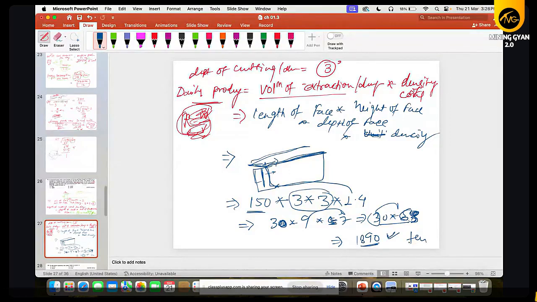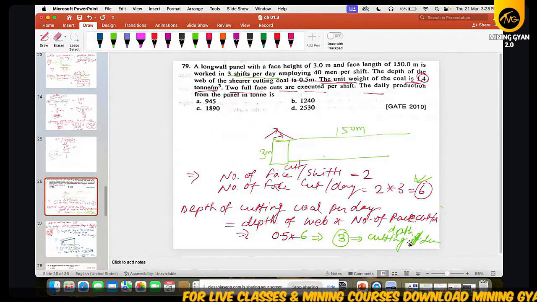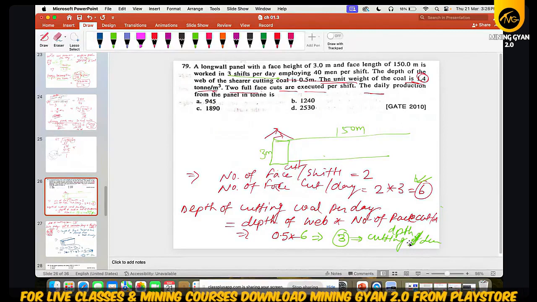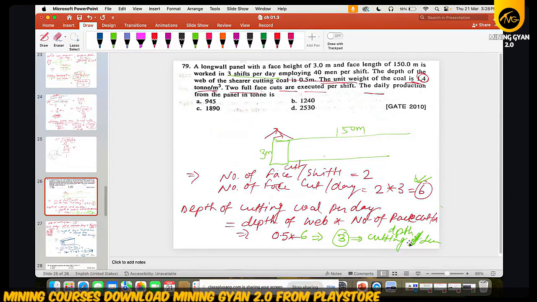Okay, so in this question what we have done, we draw a long wall, 3 meter height, 150 meter is length, number of shift per day is 2, number of face per cut is 2 multiply with 3, because in this question they have provided us 3 shift, so it will be 6. And depth of the cutting, if our one web is 0.5 and 6 is our number of face cutting per day, then depth of the cutting will be 3.